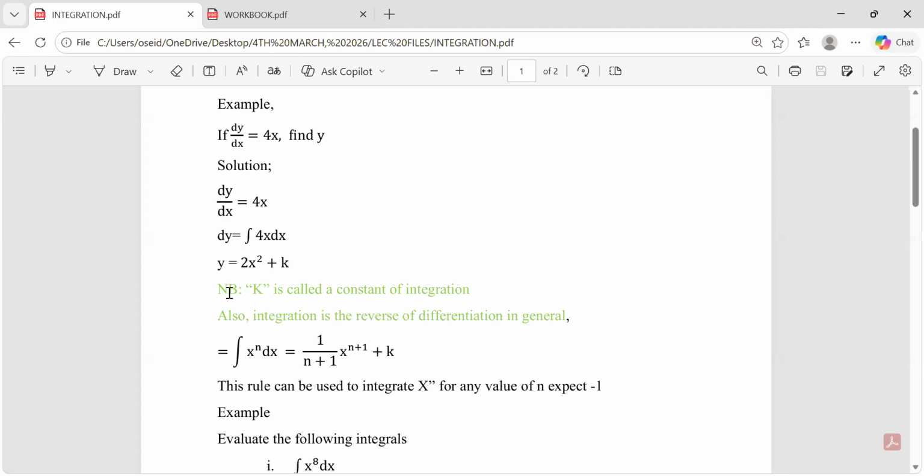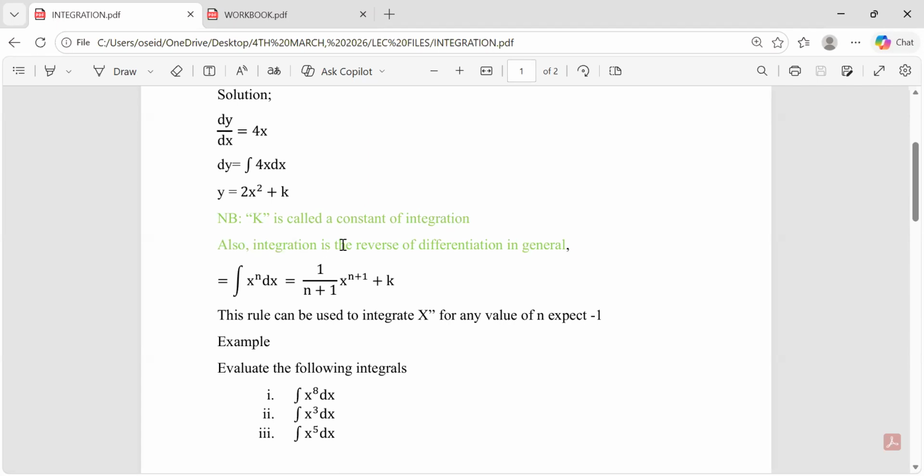Note that k is called the constant of integration. In differentiation, we don't represent the constant by any letter; we say the constant is 0. But with integration, we represent the constant with the letter k. That's why I have highlighted it here, so let's take note of it.